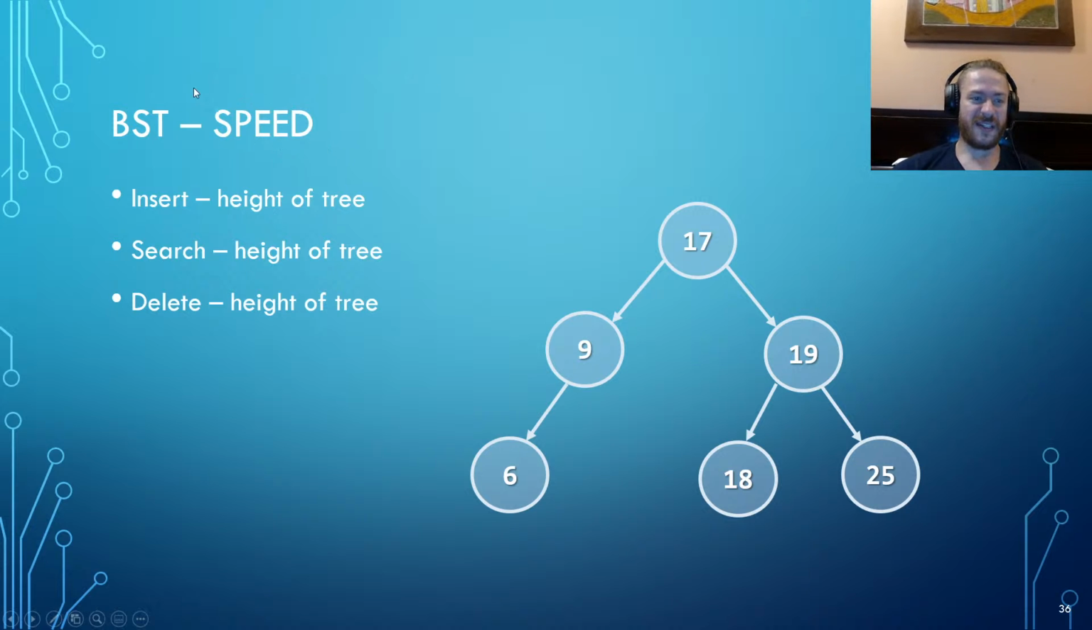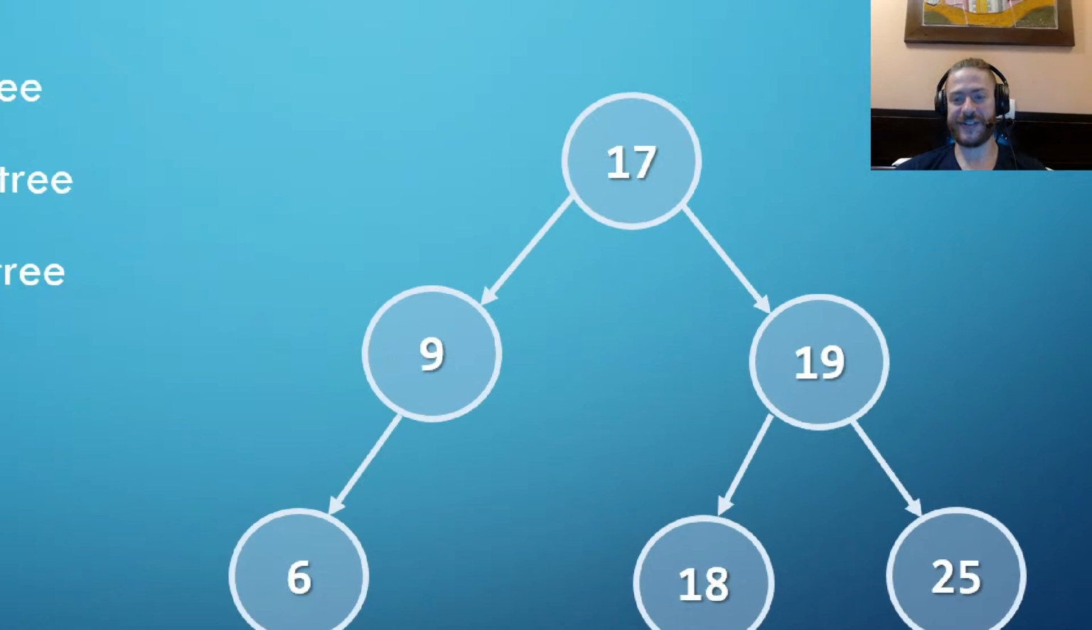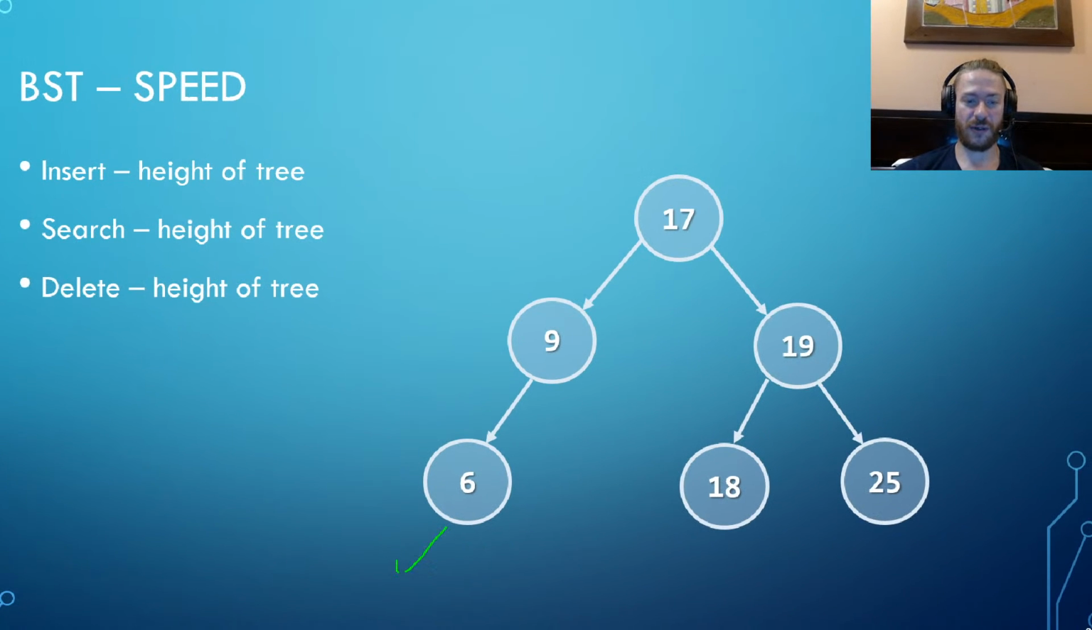So what's the speed of insertion, search, and deletion? It's the height of the tree. That's the worst case scenario, because if we want to insert something, in the worst case we are going to insert it somewhere in the leaf. So 1 level, 2 levels, 3 levels, and here. It's very efficient because on every step we kill half of the tree.